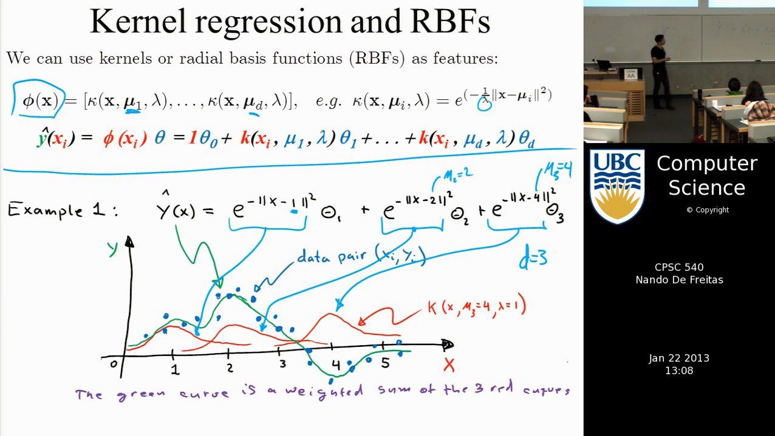As another example, I introduced radial basis functions, which are very popular in graphics and in numerical computation. The idea of an RBF is that you put a basis function, also known as a kernel, in some location. Like in this example, I put an RBF that happened to be a Gaussian at locations 1, 2, and 4, as illustrated by the red curves here. If I add these red curves together and scale them appropriately, I get the green curve.